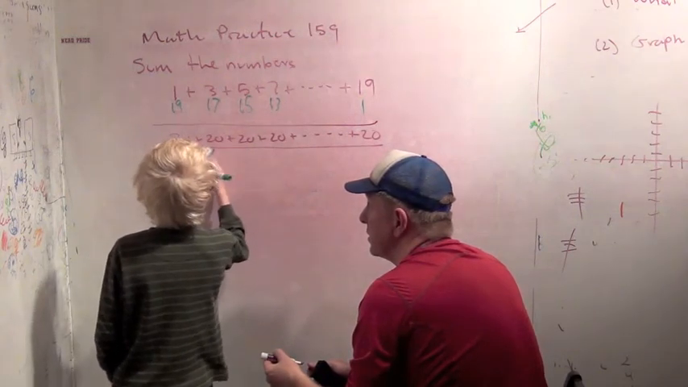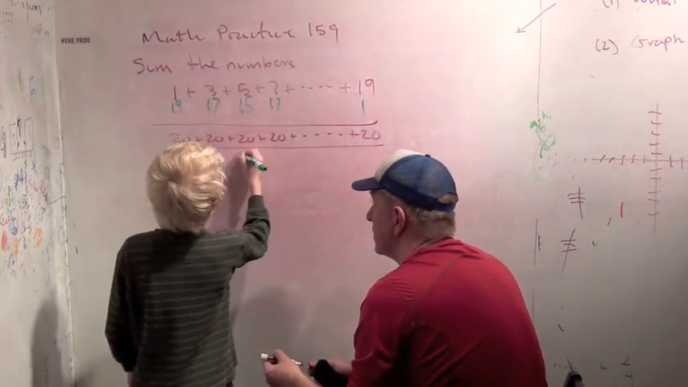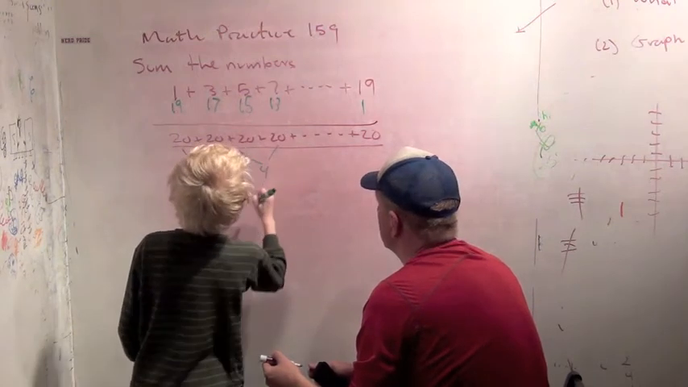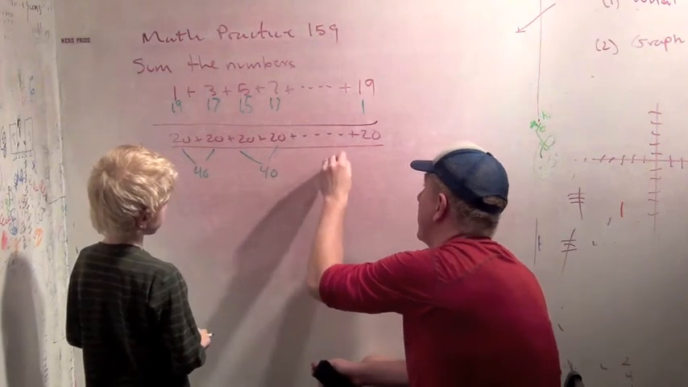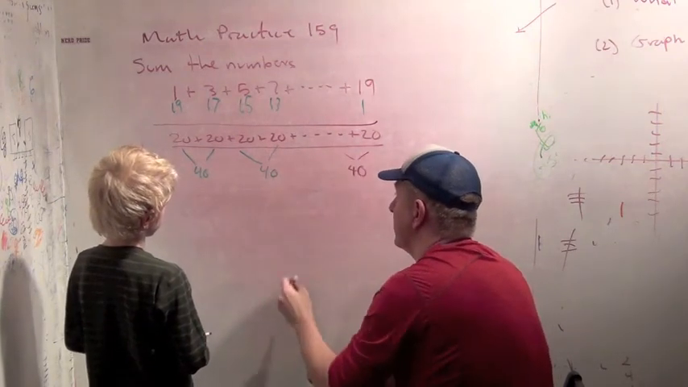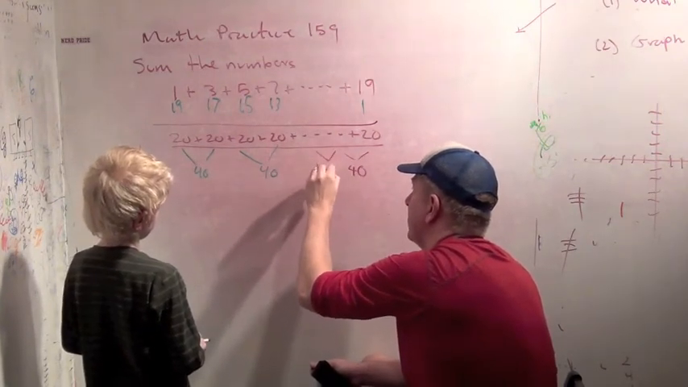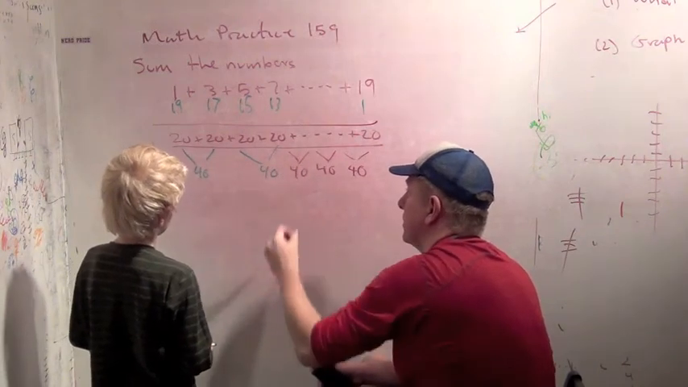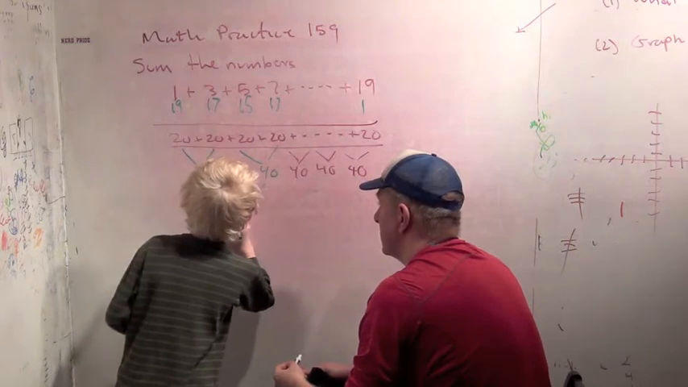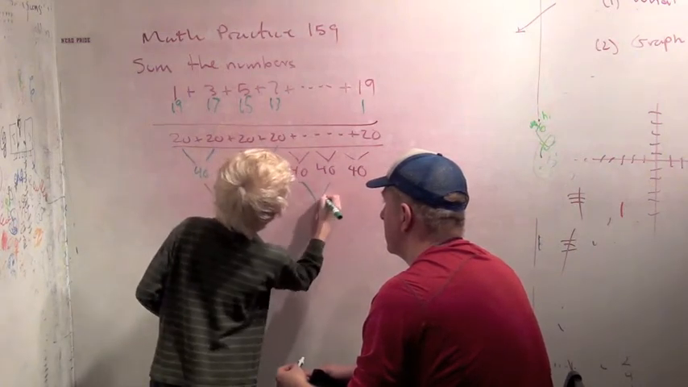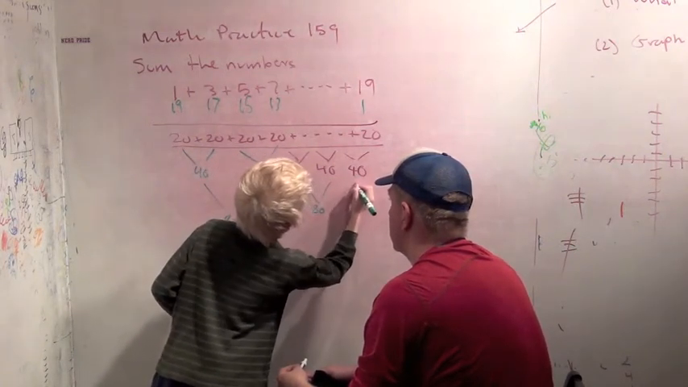Well, you've got to group them. 20 plus 20 is 40, and you get 5 groups of 40. All right, you're going to get 5 40s. That's a good way to look at it. Maybe I can write all 5 out. Okay, and what do you get when you add 5 40s? Well, you get 2 80s and 1 40.